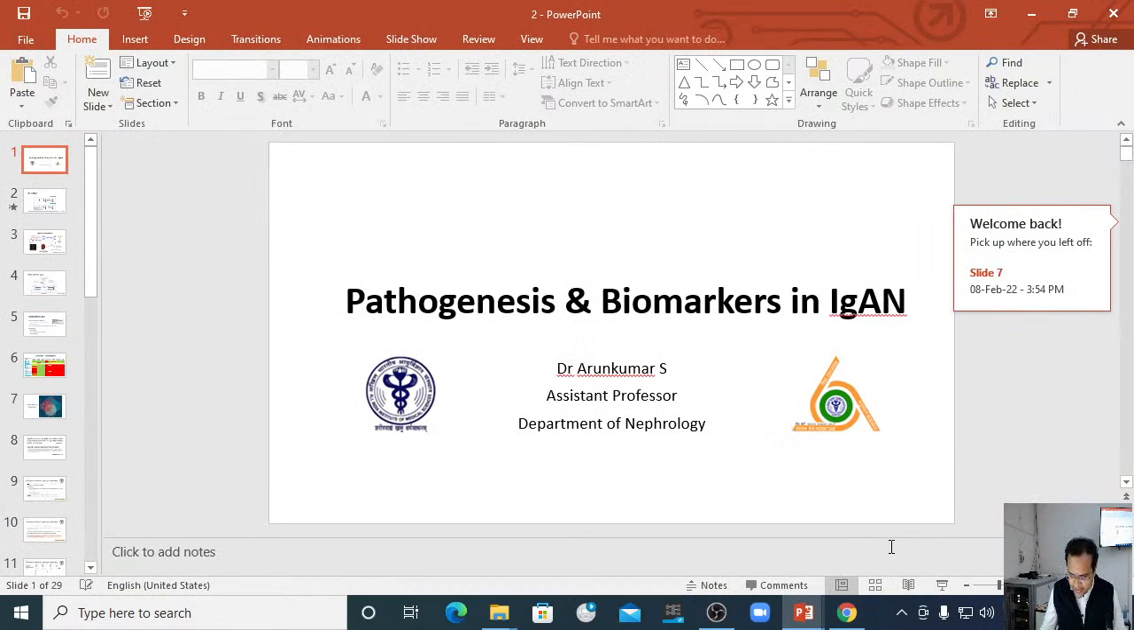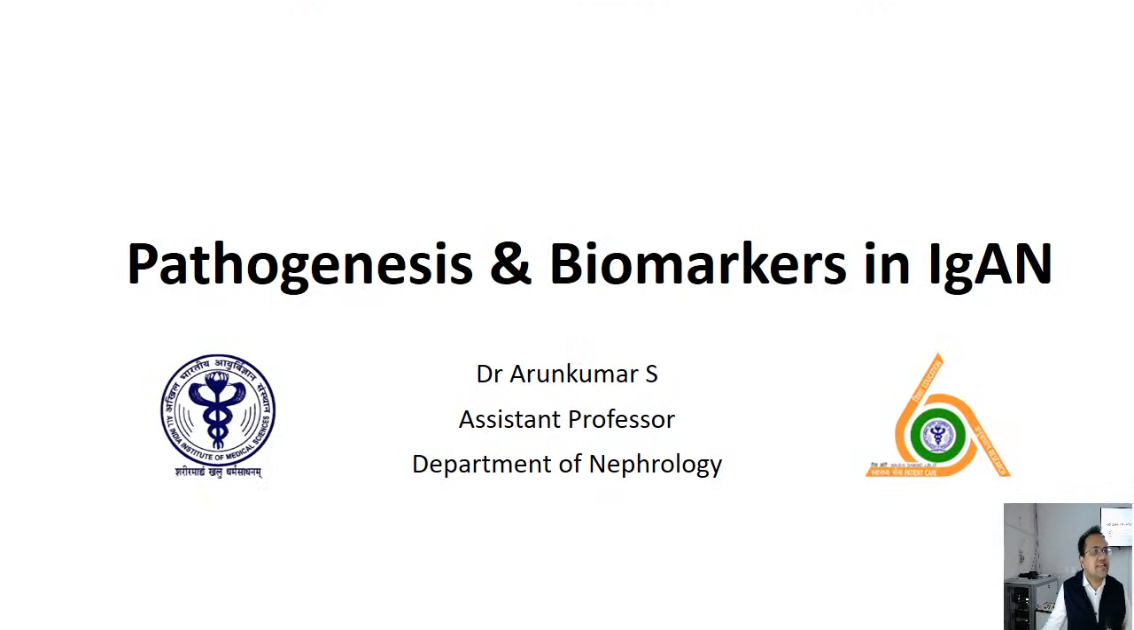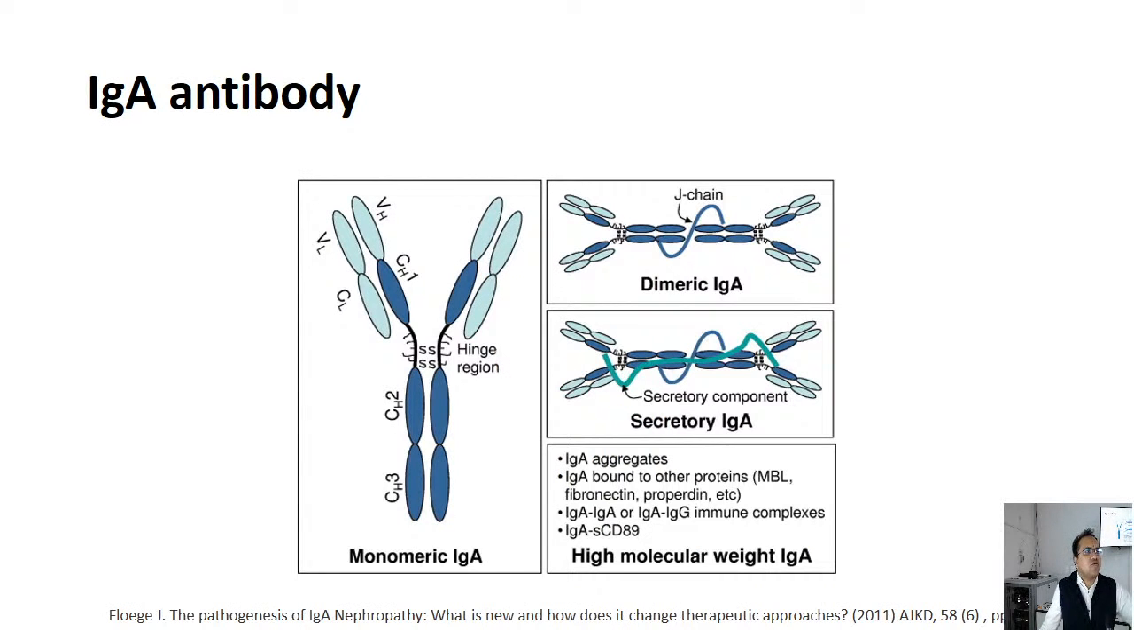Our understanding about the pathogenesis of IgA nephropathy has been evolving over the last couple of decades. Fundamental to the pathogenesis of IgA nephropathy is the presence of aberrantly galactosylated IgA residues. By that we mean that the number of galactosyl residues present in the hinge region of IgA1 is reduced in IgA nephropathy. So this is a classic IgA molecule.